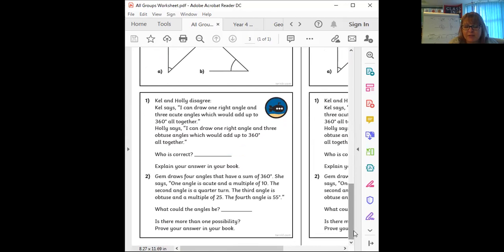Now, if you are in hexagons, I would expect you to get all 3 boxes worth of questions done. Squares and circles, I'd expect you to get the first one done and try the second box. Squares, box 1 and 2. You might need a little bit of help with box 2, and then pentagons, boxes 1 and 2, and then push yourselves to try that box 3. All right, so that is your work for today.